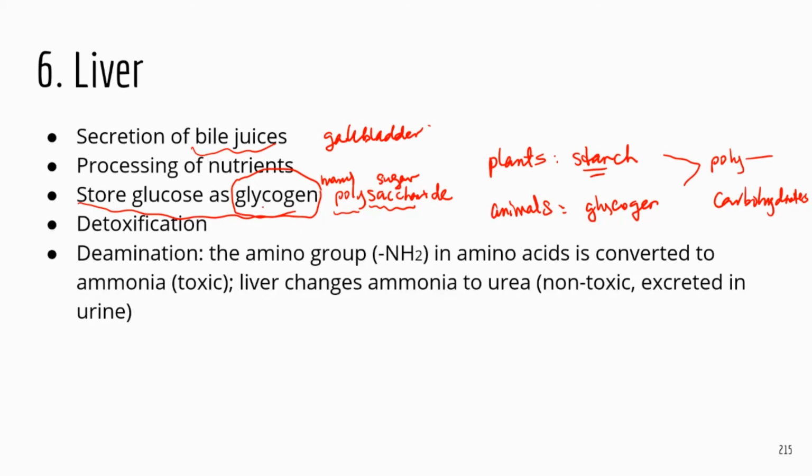Okay, so remember, glucose is stored in the form of glycogen. And once your blood sugar is low, or when you need glucose, your body can break down glycogen into individual glucose molecules. Our liver can also detoxify. For example, alcohol is actually toxic to your cells, so the liver cells contain enzymes that can break down alcohol.